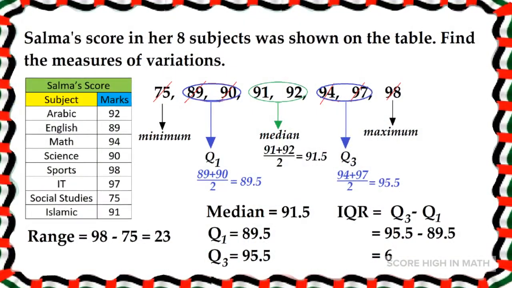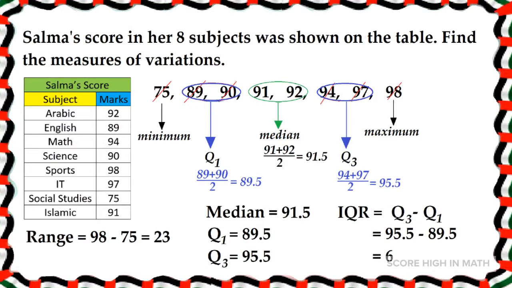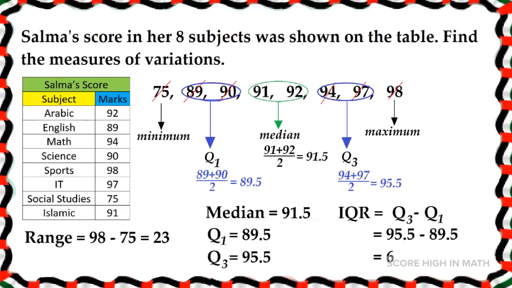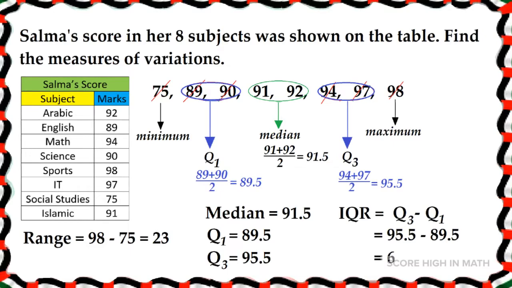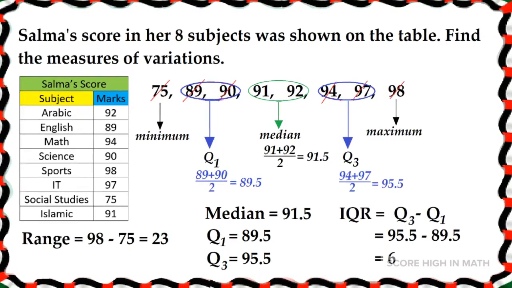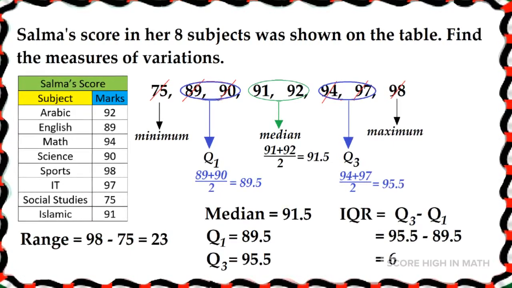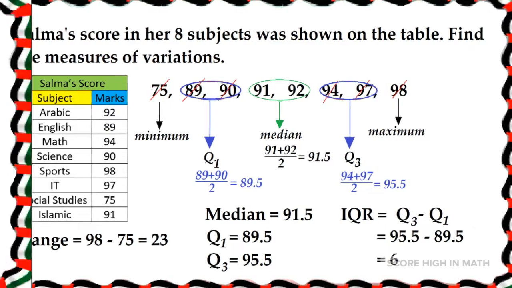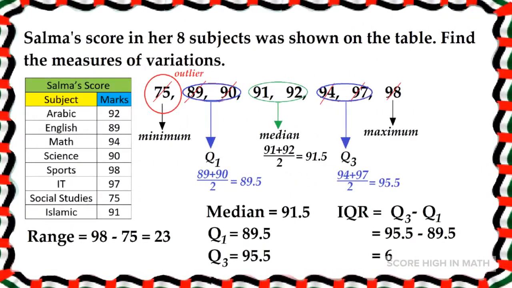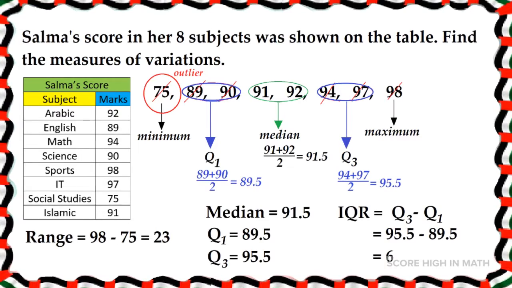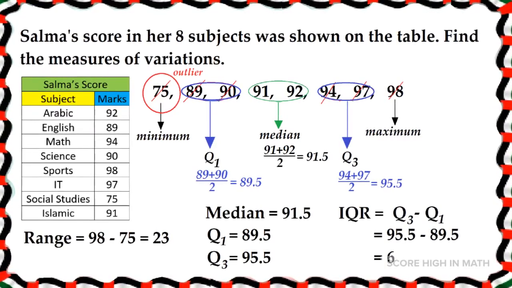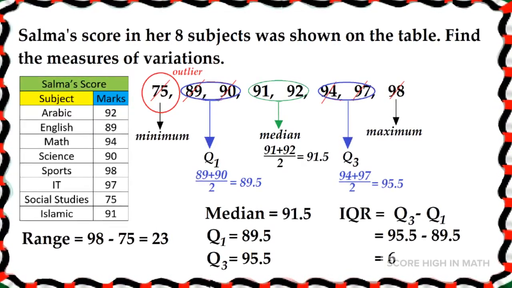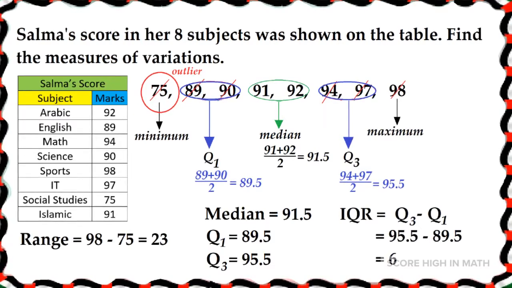To get the interquartile range, it is the third quartile minus the first quartile. Therefore, 95.5 minus 89.5 will give us 6. 6 is the interquartile range. To get the outlier, it is the number that is very far from the set of numbers which are closer to each other. So, in this case, 75 is the outlier.